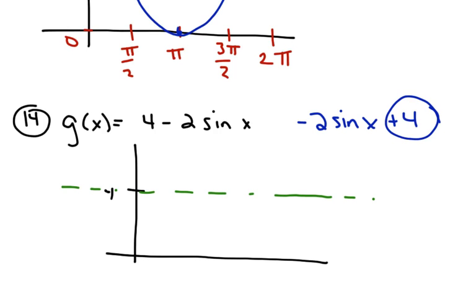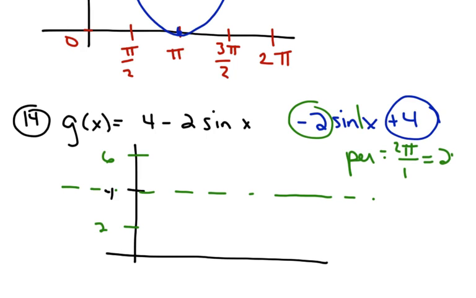And then the amplitude tells me how far above and below that line I go. So if I go 2 above, I'm at 6. 2 below, I'm at 2. The period, again, is going to be 2 pi, because it's going to be 2 pi over 1. So 2 pi, 1 pi, half a pi, 3/2 pi.